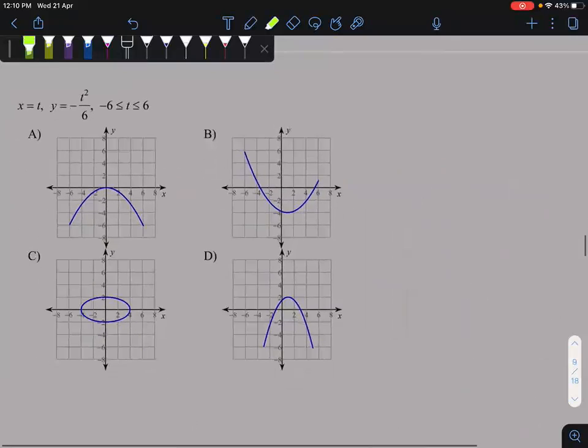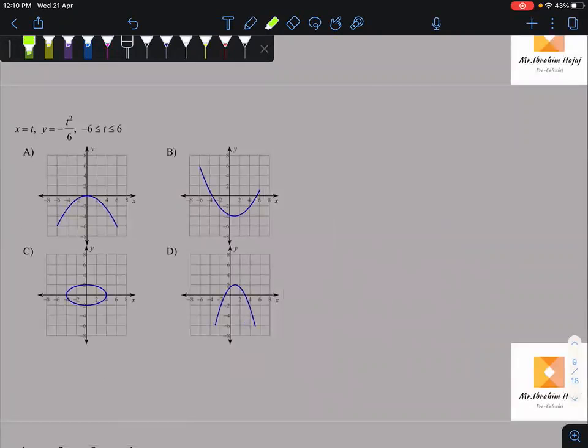Yes, x equals t and y equals -t squared over 6, and t is between -6 and 6. And we would like here to graph. So to graph such questions, we have to make a table. So let's make a table of values like this.